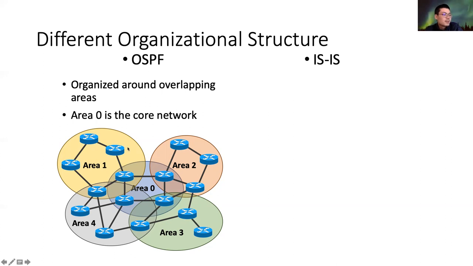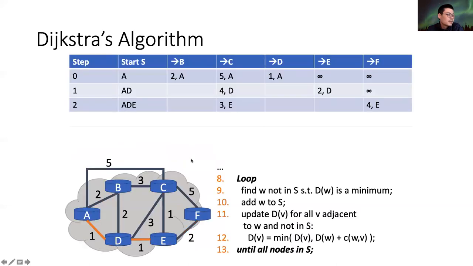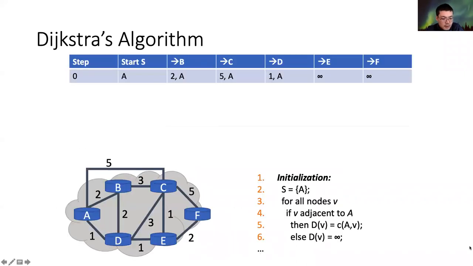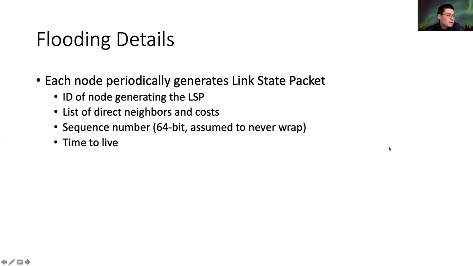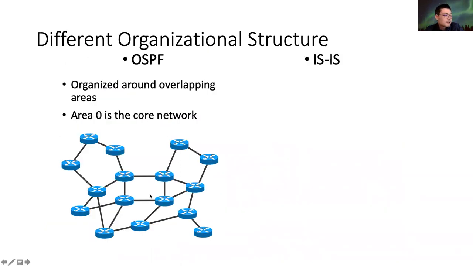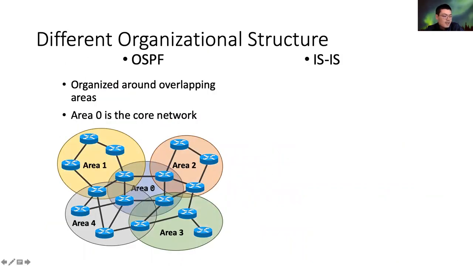The reason we break them into multiple smaller areas is because of the flooding. If you look at the previous animation, you can see that everyone will have a piece of all the information. That would be crazy. It will grow drastically if you have a very big network. So making them into small areas helps: in each area, you just need the snapshot within that area. It makes the network more scalable.